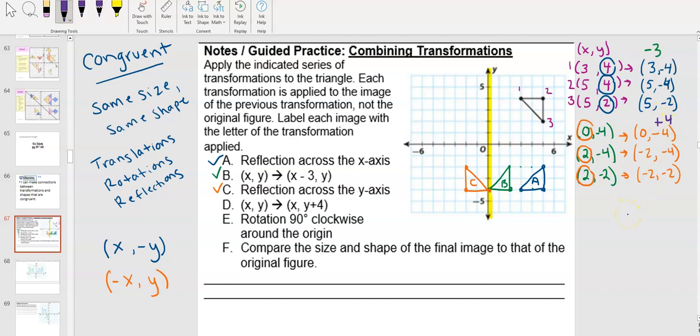So when I go to rewrite my coordinates, I'm going to do negative 4 plus 4 is 0. Negative 4 plus 4 is 0. Negative 2 plus 4 is 2. So my new points from C to reflecting over, to translating 4 up will be 0, 0, negative 2, 0, negative 2, 2. So this is my new shape, which is the letter D.